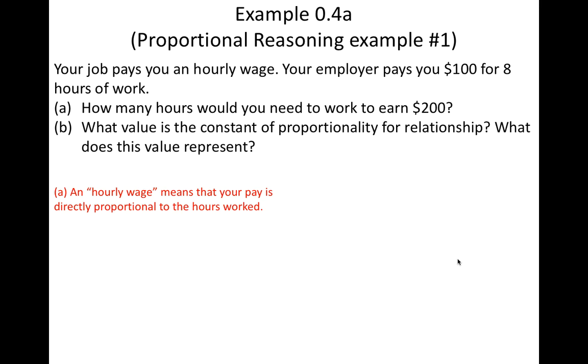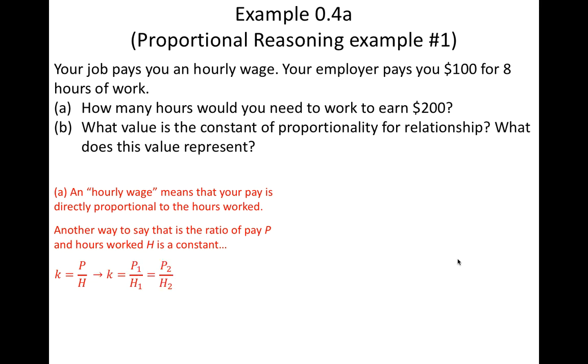When two quantities share a direct relationship, that's equivalent to saying that their ratio is always equal to a constant. So we can say that a constant is equal to your pay P divided by the number of hours worked H. And we can use this to set up a scaling equation where that constant is going to be P1 over H1, and it's also going to equal P2 over H2. The pay to hours worked is always the same constant.